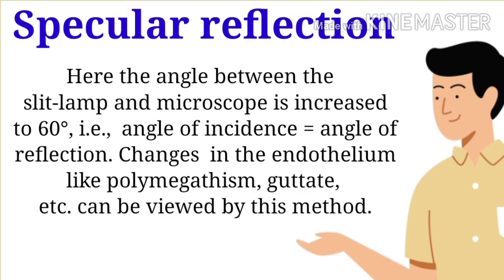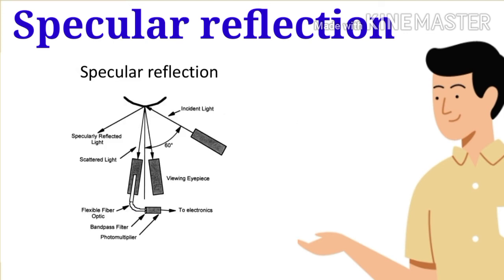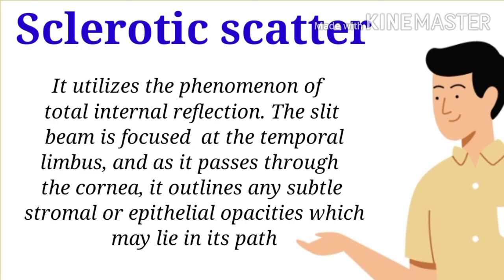Fifth, specular reflection. Here the angle between the slit lamp and microscope is increased to 60 degrees. The angle of incidence is equal to the angle of reflection. Changes in the endothelium like polymegathism and guttae can be viewed by this method. Sixth, sclerotic scatter. It utilizes the phenomenon of total internal reflection. The slit beam is focused at the temporal limbus, and as it passes through the cornea, it outlines any substantial stromal or epithelial opacity which may lie in the path.